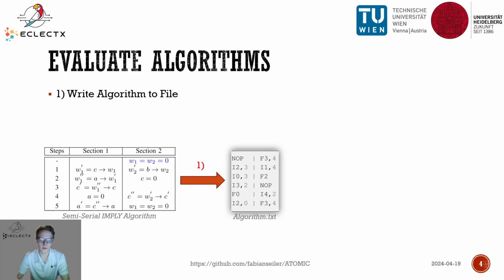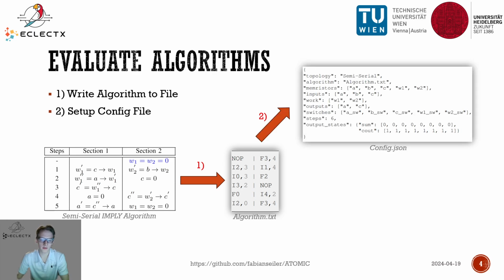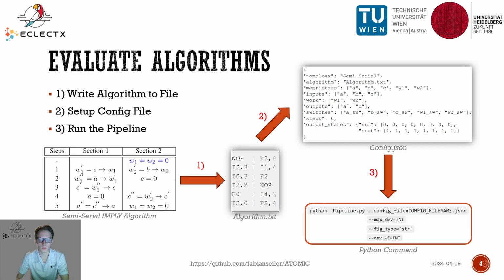The numbers represent the enumeration of the used memristors at a certain topology, which is also shown more extensively on the GitHub. In the second step, we have to configure the configuration file, which gives general information about the topology, what memristors are used, and also what's the expected functionality of this algorithm. Afterwards, we just have to run the pipeline with different configurations, and we're done.